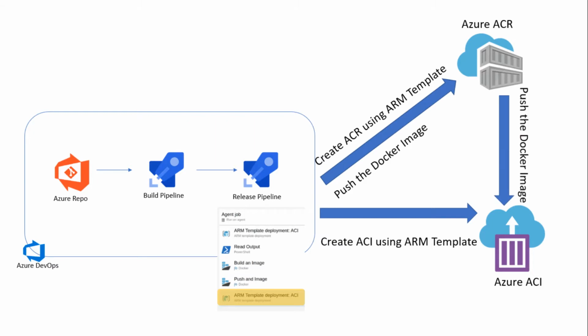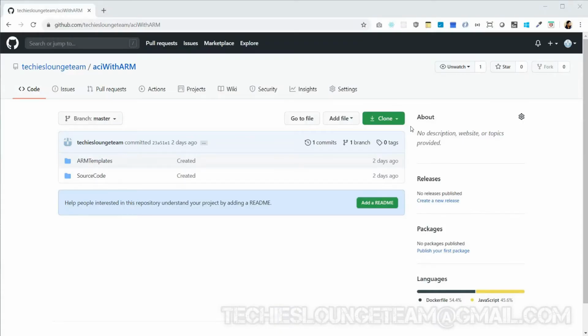Eventually, we will verify the Azure environment, where we can see the container registry and our container instance. Consequently, we'll see the output in a browser. So let's get started. And now, we are going to set up the source codes in our local system.